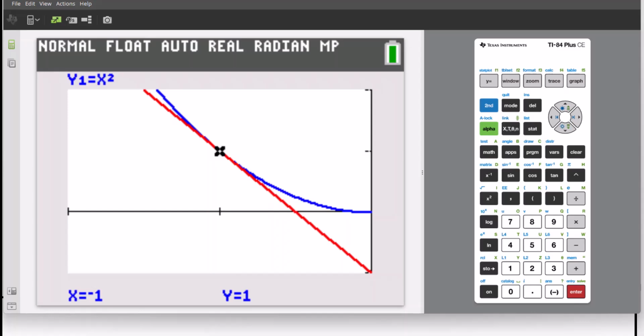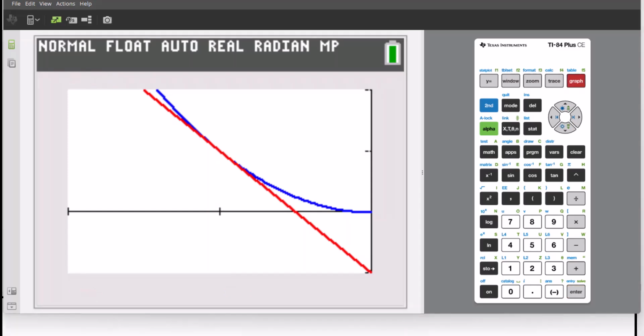So the red line and the blue curve are tangent at that location, meaning the red line is only touching the curve at that one spot when x is equal to -1, and its slope we discovered was negative. So that's pretty cool.